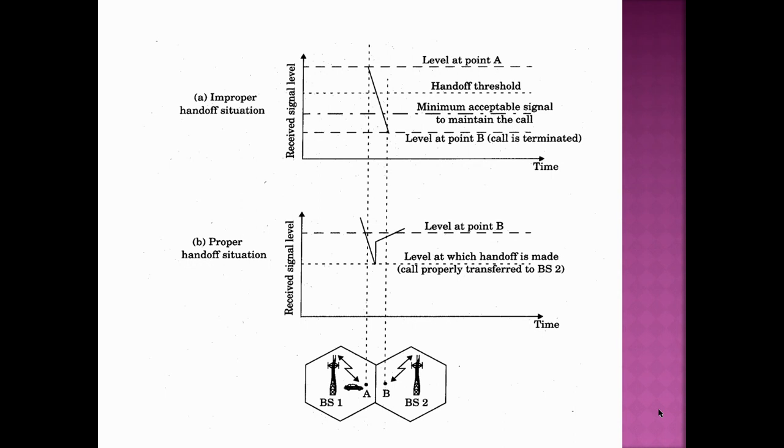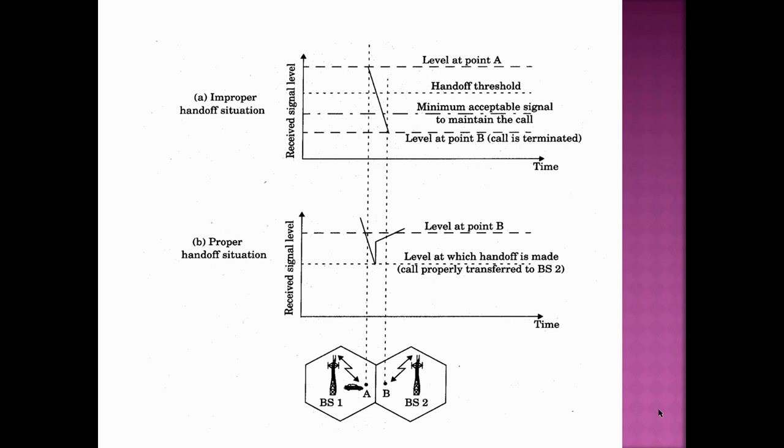So when the user reaches the interface, obviously the handoff will take place and the control will be given to base station 2. When moving further towards B, if the user is moving towards the base station, the signal level again increases. So this is the proper handoff situation. The handoff has to take place before reaching the threshold level or at the exact threshold level.